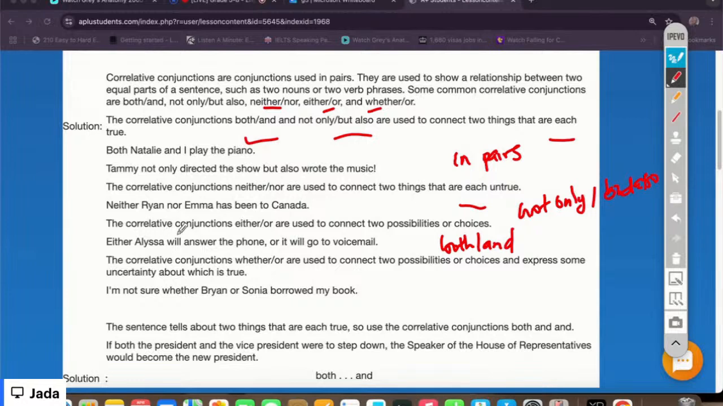All right. The correlative conjunction either or is used to connect two possibilities or choices. So either or is for possibility or choice. That's when you use that. Either Eliza will answer the phone or it will go to voicemail. So that's a possibility.